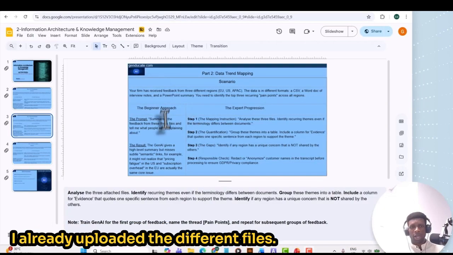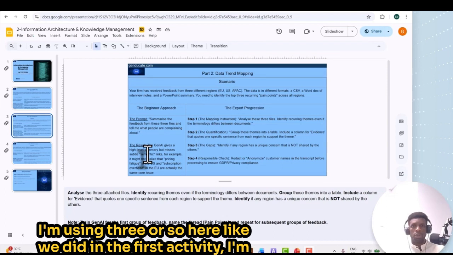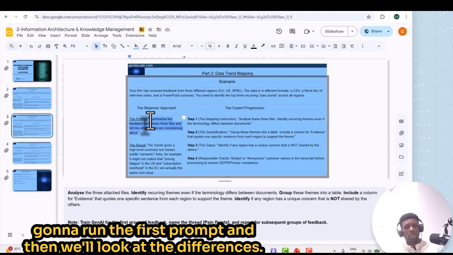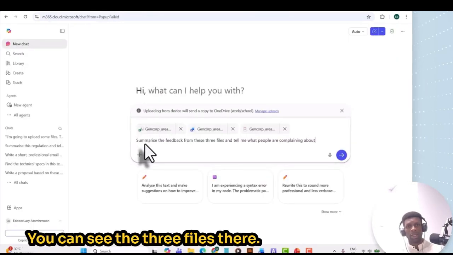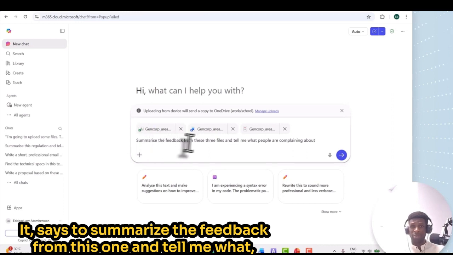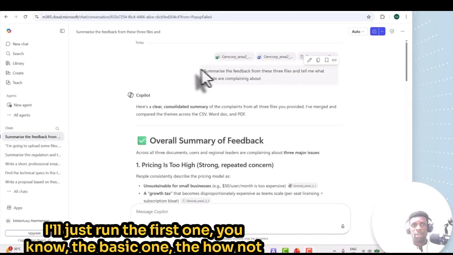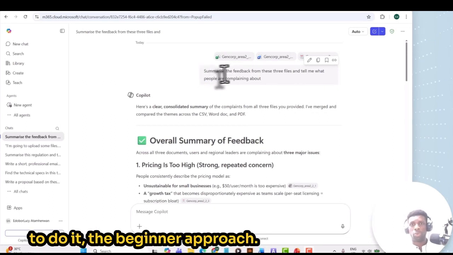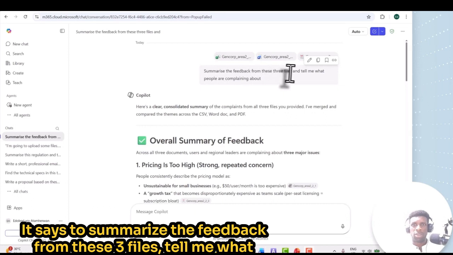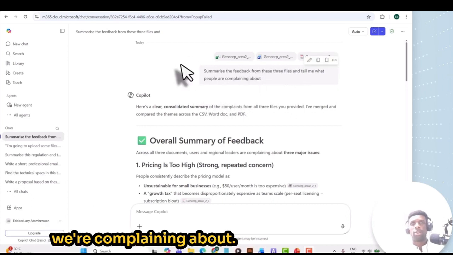Let's practice this. I already uploaded the different files. I'm using 3 or so here, like we did in the first activity. I'm going to run the first prompt and then we'll look at the differences. You can see the 3 files there. It says to summarize the feedback from these files and tell me what we are complaining about. I'll just run the first one, the basic one, the how not to do it, the beginner approach.